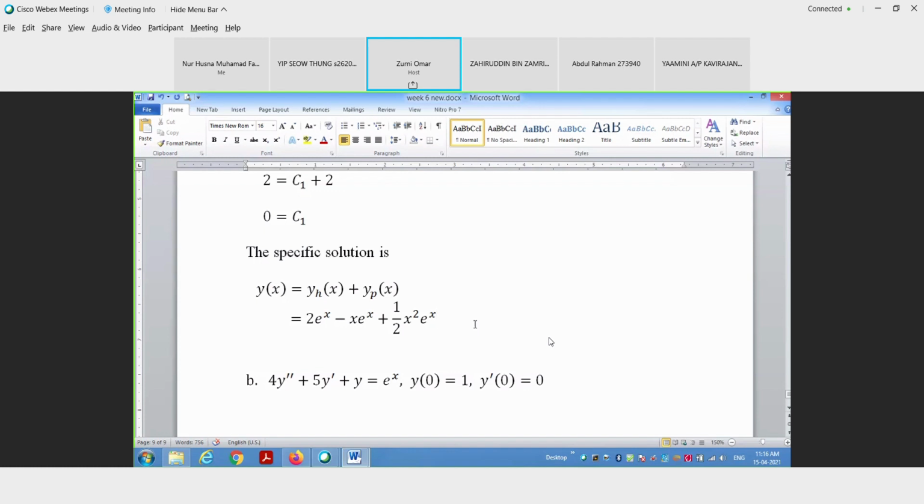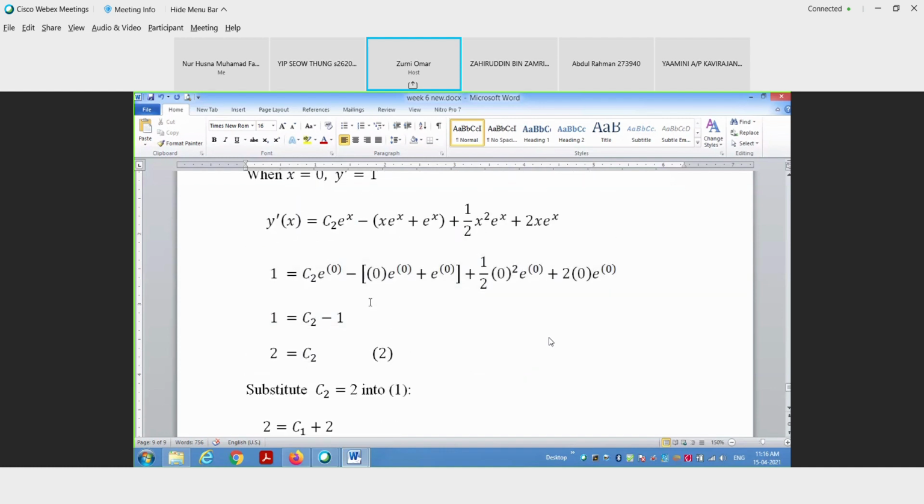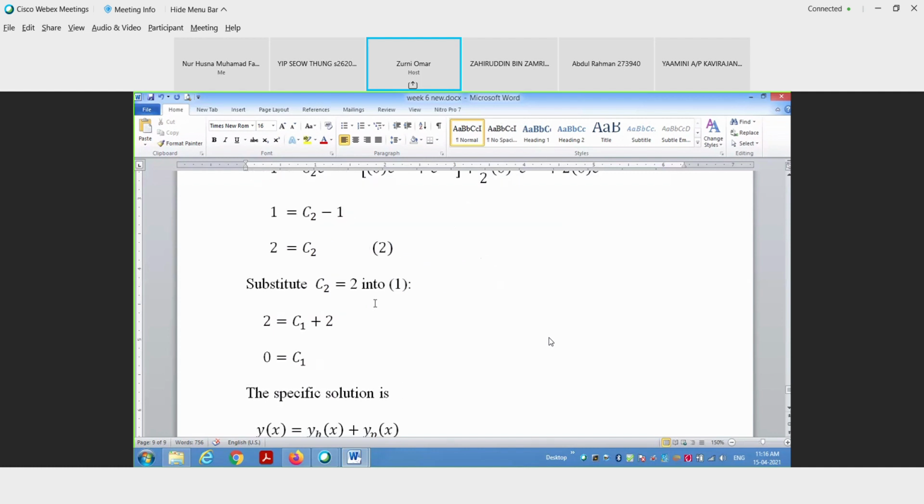Using undetermined coefficients. Why is it called undetermined? Because we need to find the coefficients, so undetermined coefficients.